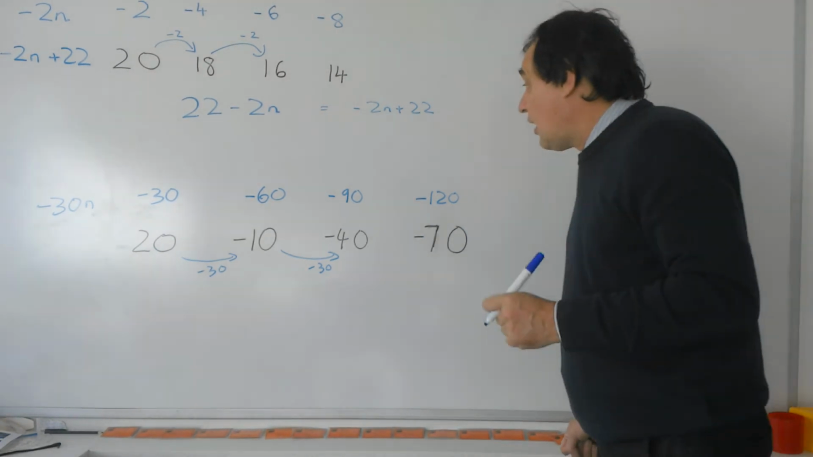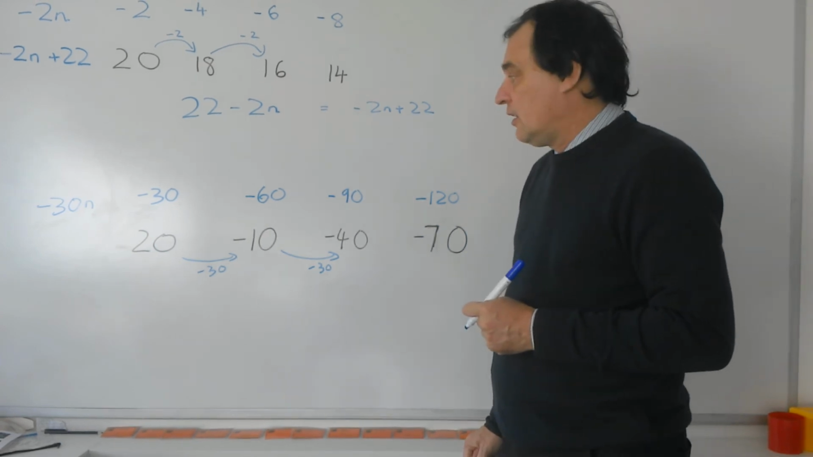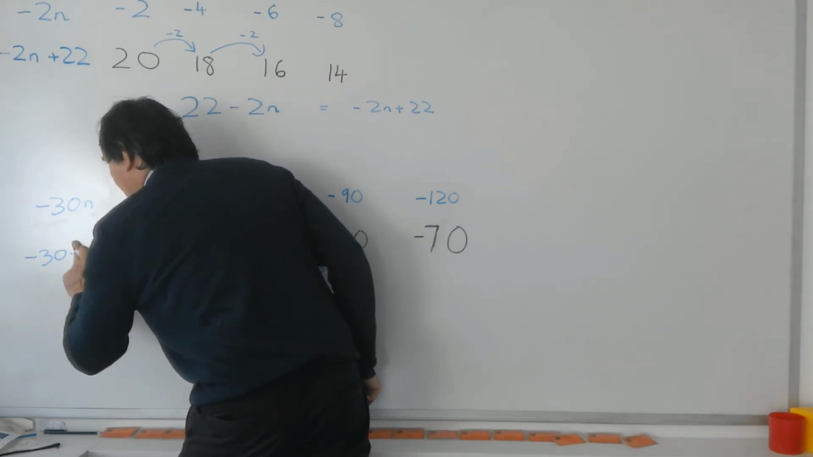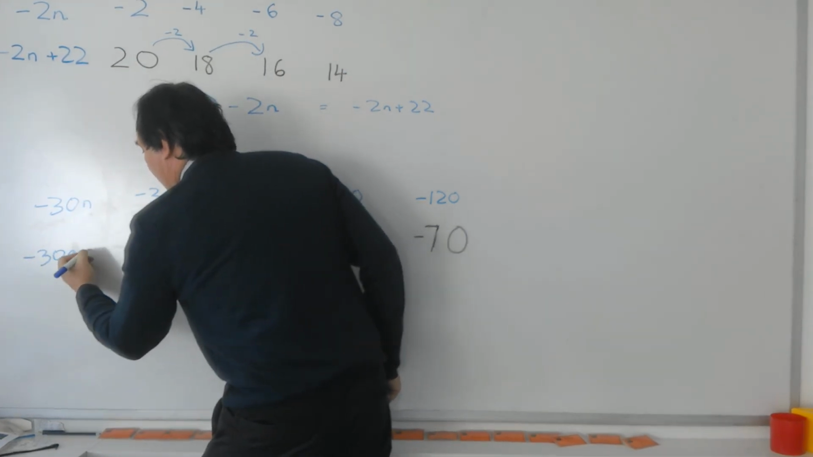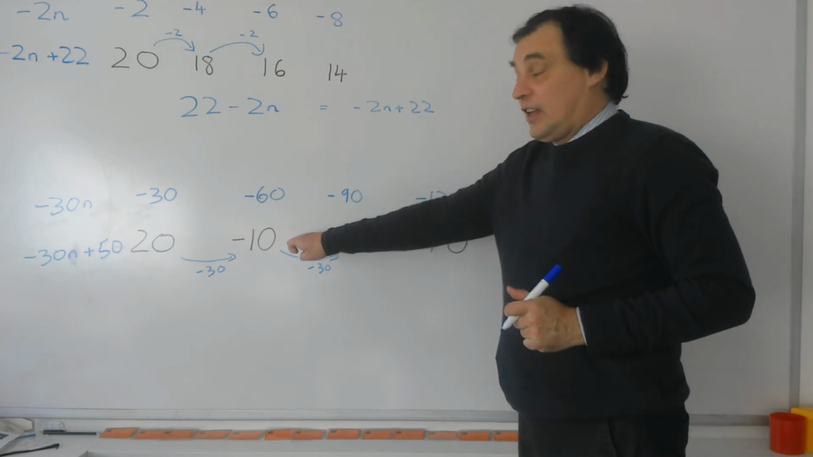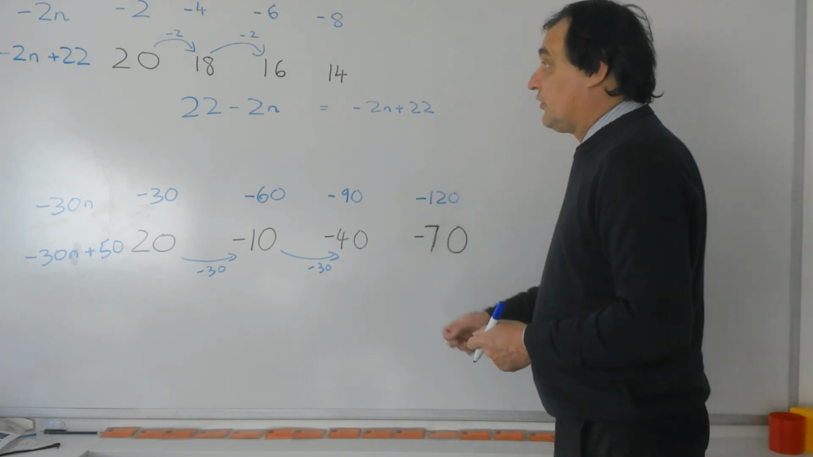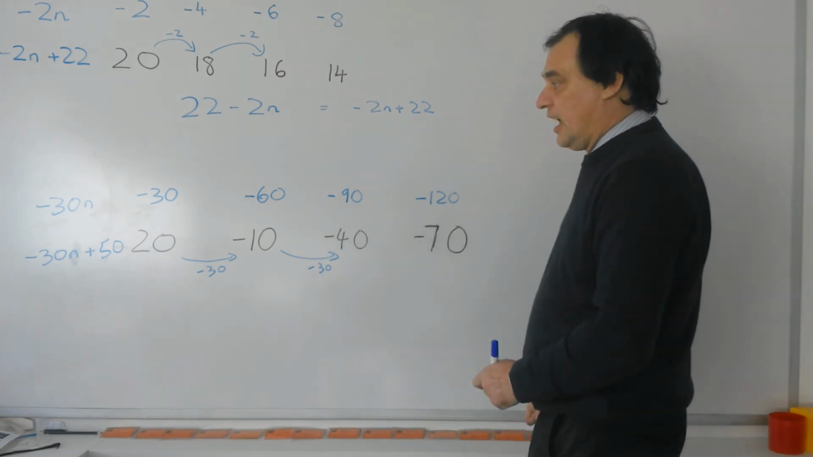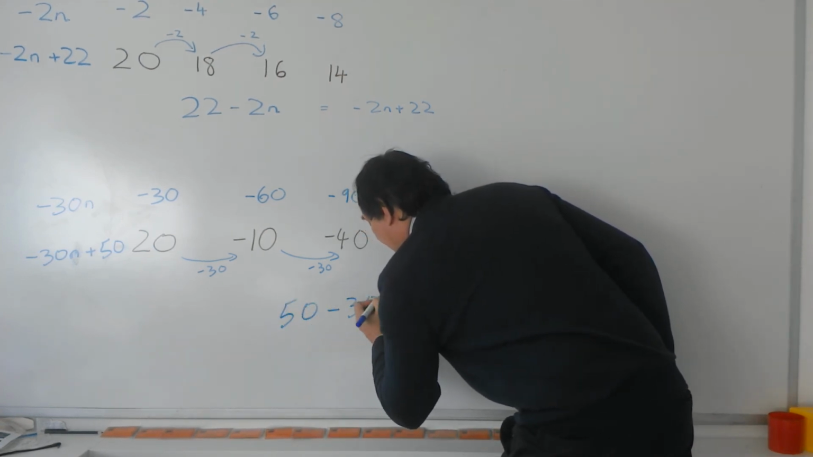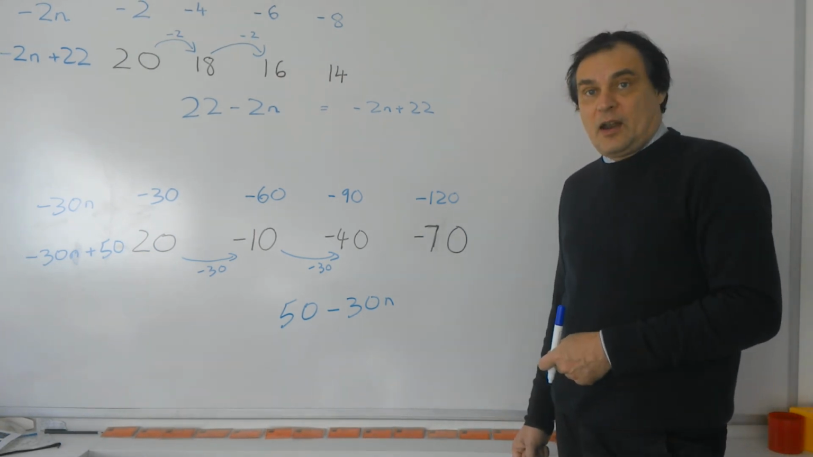So how do I get from -30 to 20? Well, I'm going to add 50. So it's going to be -30n plus 50, remember that's our times table. Check it. -60 to -10, adding 50. -90 to -40, adding 50, and so on. So my sequence rule, my nth term rule, is -30n plus 50, and I could write it as 50 minus 30n. So that is how we write out the nth term rule when the numbers are going down.